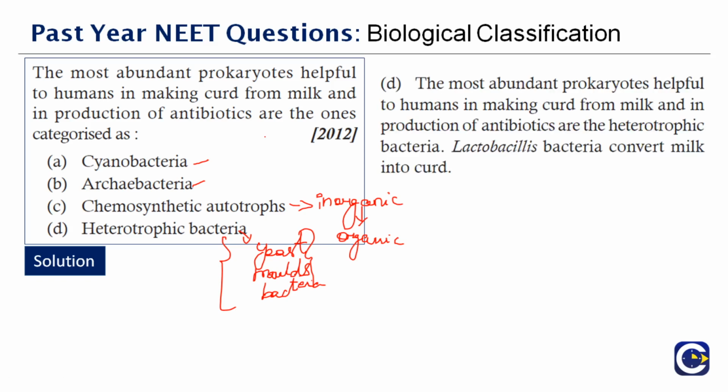Therefore, the correct answer to this question is option D, heterotrophic bacteria. And the very important thing to note here is that the responsibility of converting milk to curd is given to Lactobacillus bacteria, which have the capability to convert the milk into curd. Therefore, the correct answer is option D.